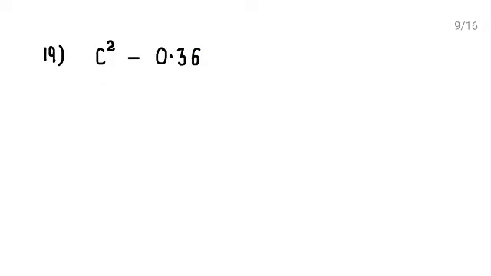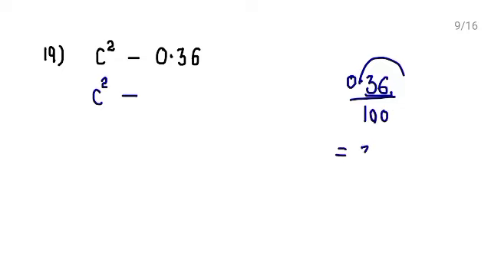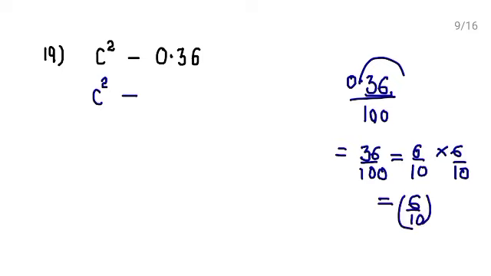Next question, question number 19. This is c square. This is already in the form of square. First of all, we will write 0.36 in the form of fraction. Remove decimal, 1 in denominator. After decimal, there were 2 digits, so we will put 2 zeros. Right. So this is 36 upon 100. Right. And 36 upon 100 can be written as 6 multiply 6 upon 10 multiply 10. So this can be written as 6 upon 10 raised to the power 2.